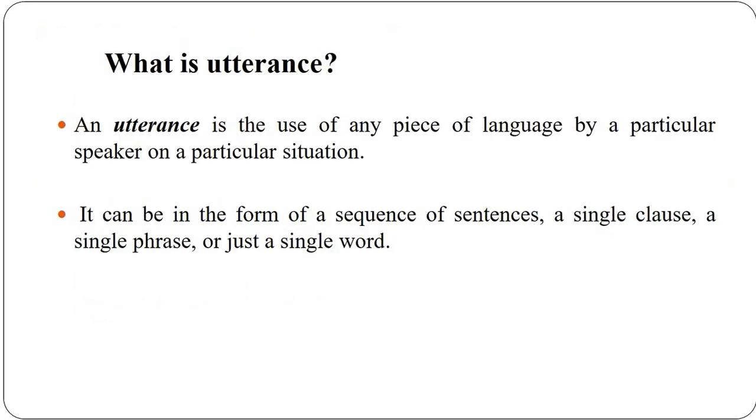So after sentence types, what is an utterance? We should remember it from the very first face-to-face lesson of our semantics class. An utterance is the use of any piece of language by a particular speaker in a particular situation. It doesn't have to be a full sentence. Any sound that comes out of somebody's mouth might be an example of an utterance. It can be in the form of a sequence of sentences. It might be a single clause, a single phrase, or just a single word, as you see.